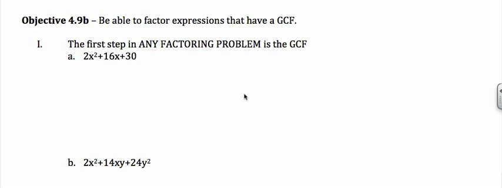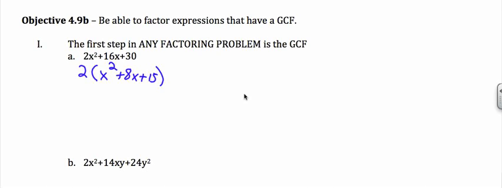Okay, so the first one. GCF: 2, 16, and 30 all divide by 2. They don't all have variables, but they all are divisible by 2, so my GCF is 2. I'm going to write that outside parentheses, and inside parentheses I need to write what's left, meaning whatever I put in there, if I multiplied by 2, should get back to my original expression. Really, you're just dividing everything by 2. So we get x squared plus 8x plus 15.